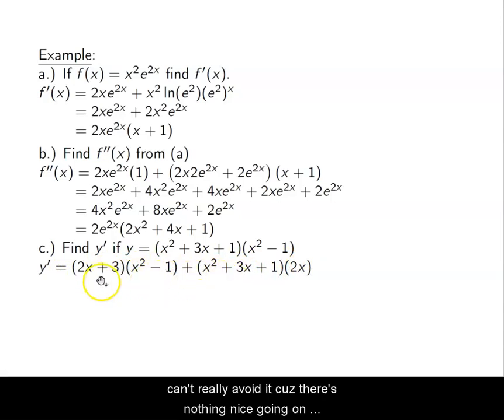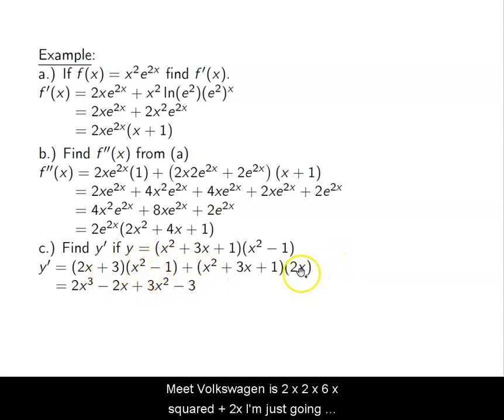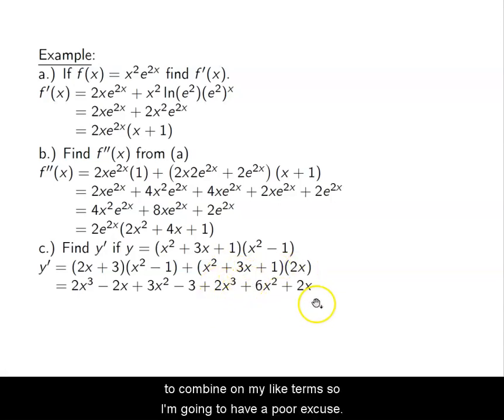From here, I do want to simplify, so I'm not going to always multiply everything out. Here, I can't really avoid it because there's nothing nice going on. This x squared plus 3x plus 1, that's not factorable. This one is factorable, but there's no common terms to pull out, so we're just going to go ahead and multiply everything out and combine my like terms, right? So I'm going to do my binomial distribution here. 2x times x squared, 2x times negative 1, 3 times x squared, 3 times negative 1. I'm going to add to that me multiplying it as 2x. So 2x cubed, 6x squared, and 2x.